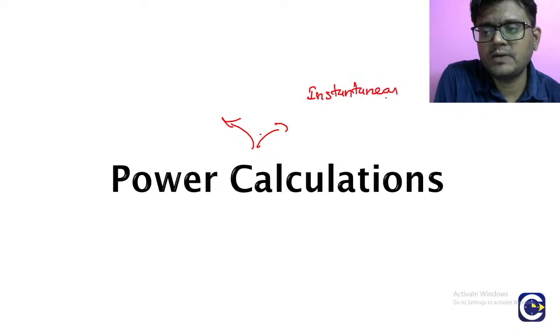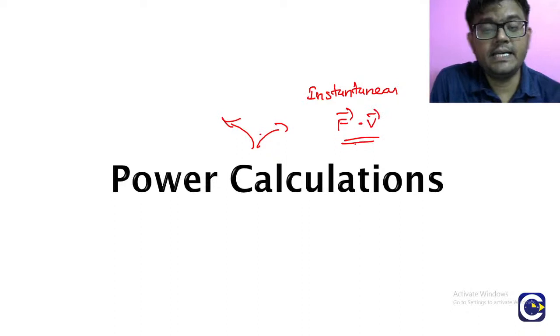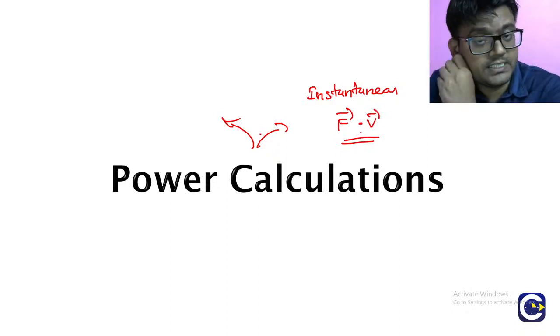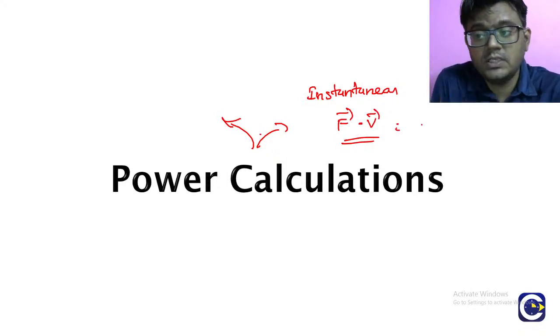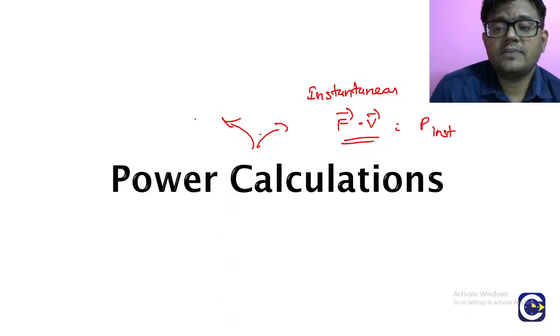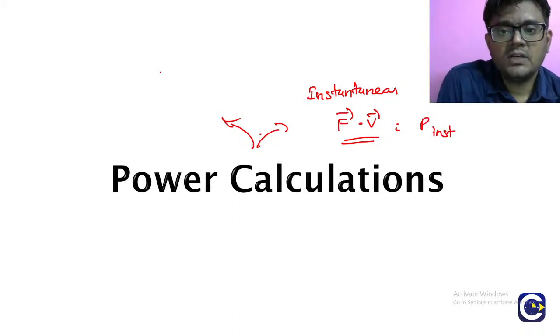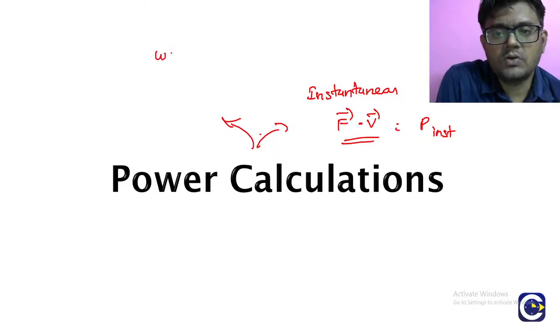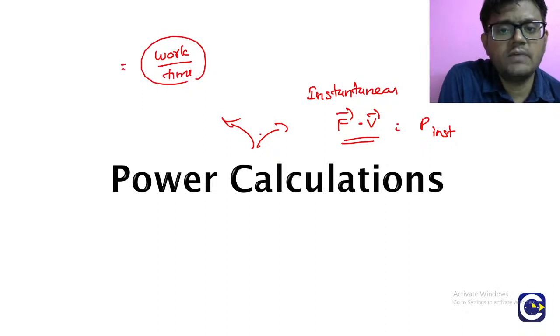So instantaneous power will be what? If there is a force F acting on the body, and at that instant of time the velocity of the body is V, F dot V will give us the instantaneous power. Average power is generally either the total work done divided by the total time taken.